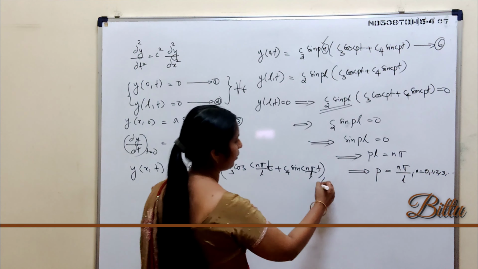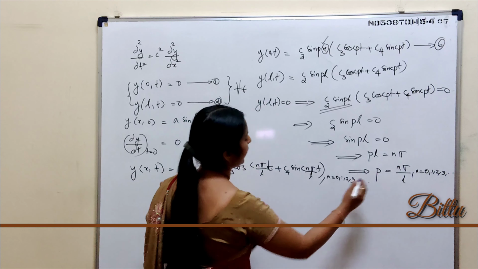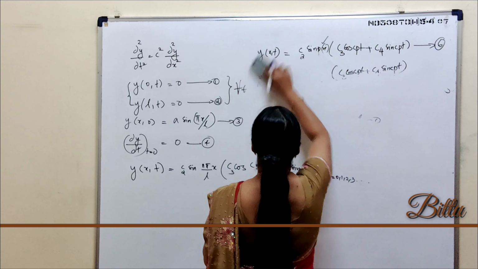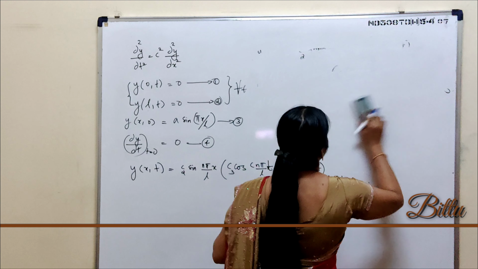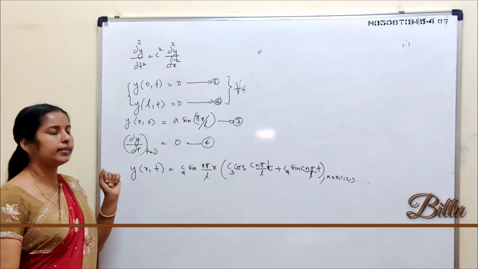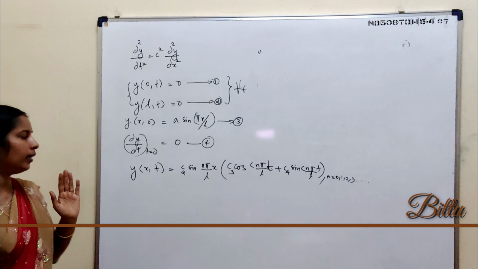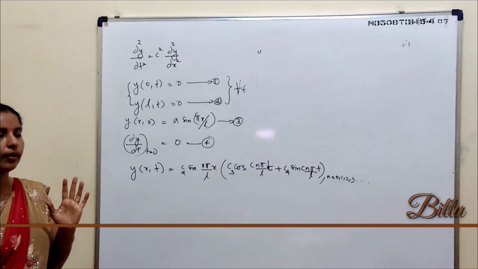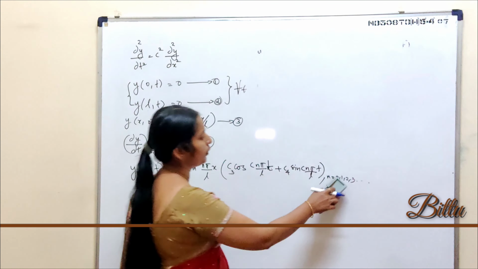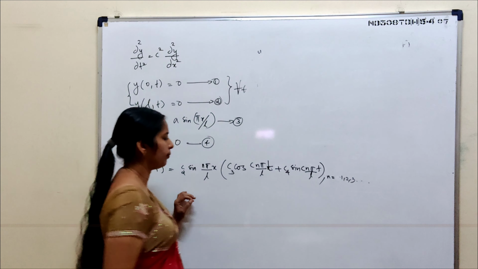This is true for n equal to 0, 1, 2, 3, etc. Again, by looking into the solution, when n is 0, here it is sin 0. Sin 0 is 0, so y of x,t is again 0. That means there is no displacement at any point on the string while it is oscillating. So it's not true, so we can avoid n equal to 0. This is only for n equal to 1, 2, 3, 4, etc.